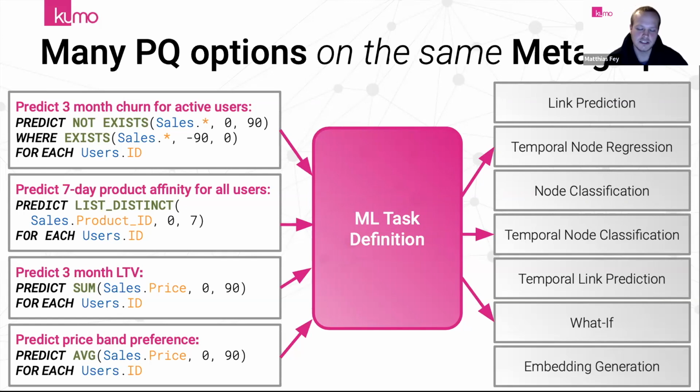These predictive queries will then get mapped to all kinds of different machine learning tasks. So for example, churn will get mapped to temporal node classification, for example, or product affinity will get mapped to a link prediction setting, and so on.